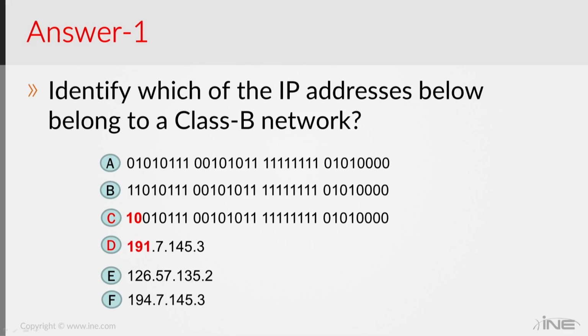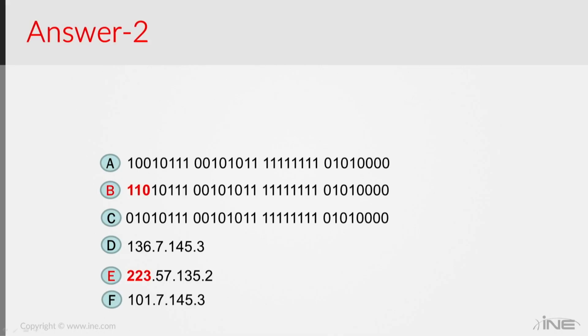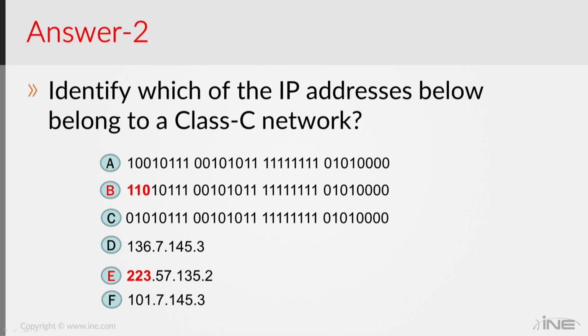Let's go on to the next one. Identify which of the IP addresses below belong to a Class C network. Okay, time is up. So for Class C network, the answers would be answers B and E. With Class C, anything in binary that begins with 110 is Class C. And in dotted decimal, that means your first octet is going to fall within the range of 192 up to 223.